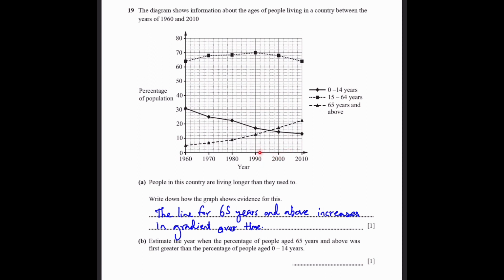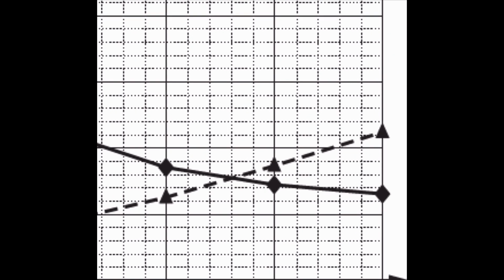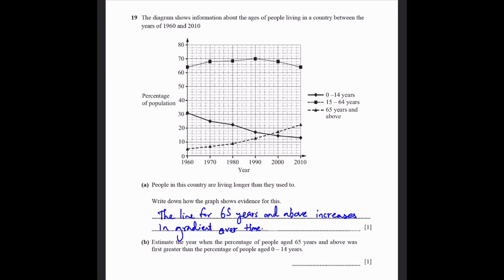That's why we have 1992, 1994, 1996 over there. The first year after 1996 is simply 1997, which comes here. And if you look closely, you can see that the line over here is just above this one there at 1997. That's why we can say that 1997 is our answer.